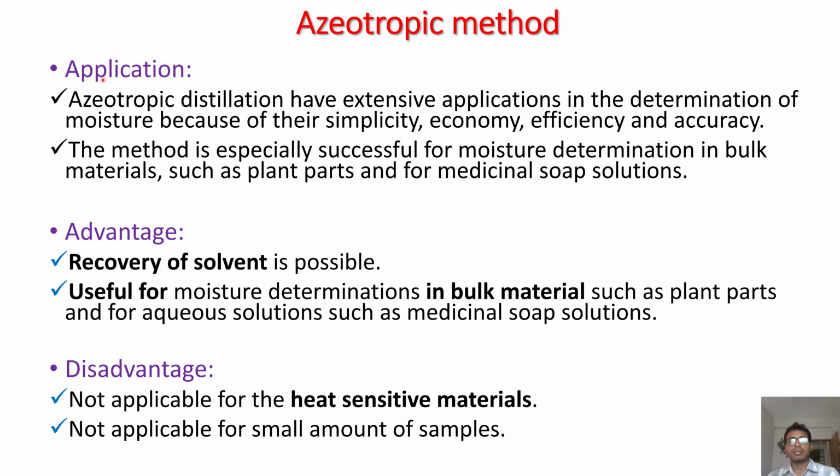Now, there are some applications of azeotropic method. Azeotropic distillation has extensive application in the determination of moisture because of its simplicity, economy, efficiency, and accuracy. The method is especially useful for moisture determination in bulk materials such as plant parts and for medicinal soap solution. There are some advantages, like recovery of solvent is possible, and it is useful for moisture determination in bulk materials such as plant parts and for aqueous solutions such as medicinal soap solutions.